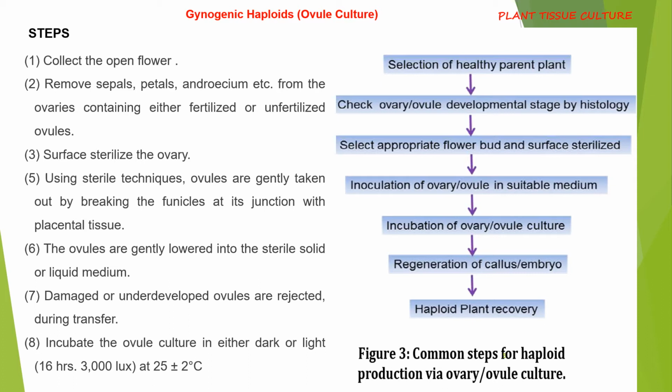The outer whorls of the flower, like the petals, sepals, and androecium, are removed to expose the ovaries. The ovaries are then surface sterilized. All these steps are done under aseptic conditions inside the laminar hood. After surface sterilization of the ovary, the ovules are released into the inoculation media.